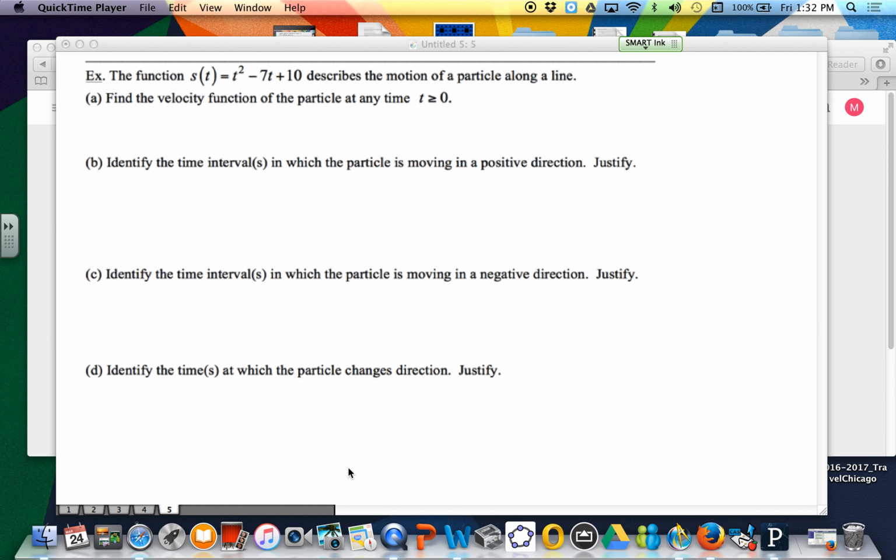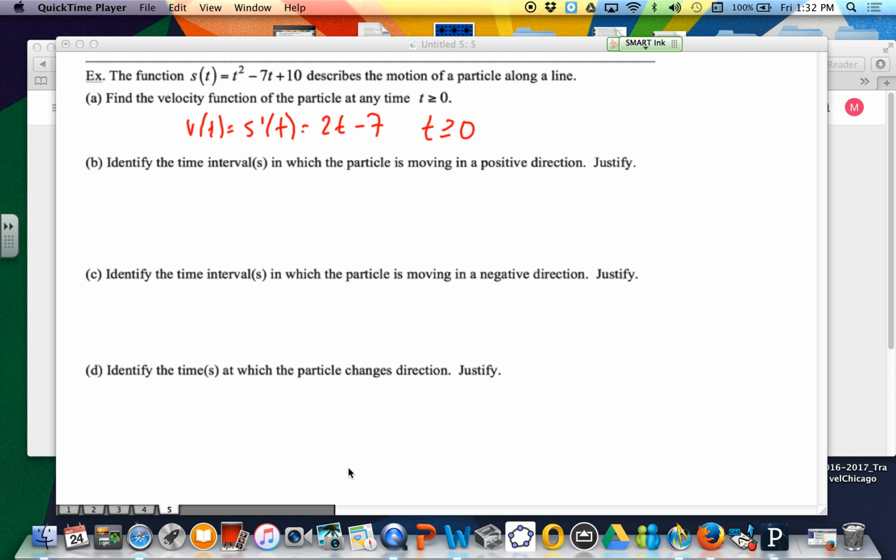All right, so this is my last example. The function s of t equals t squared minus 7t plus 10 describes the motion of a particle along a line. Find the velocity of the particle at any time t greater than or equal to 0. Well, v of t is going to equal your s prime of t because you're working with the derivative of your position function. So I've got 2t minus 7 for t greater than or equal to 0.